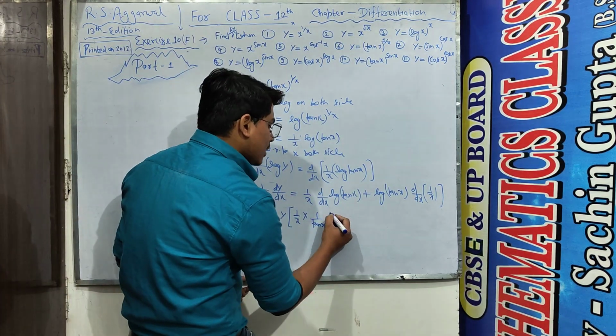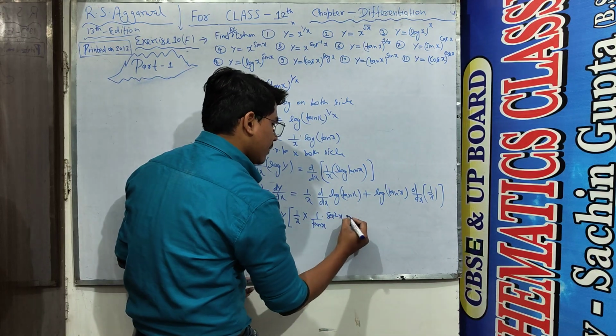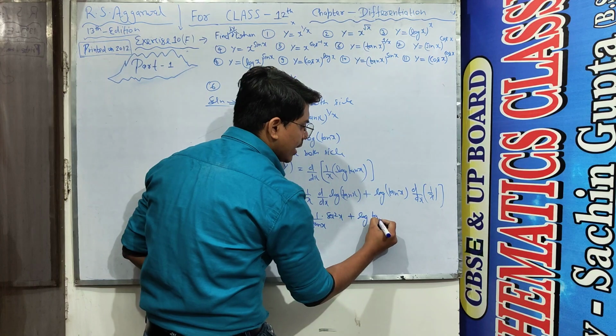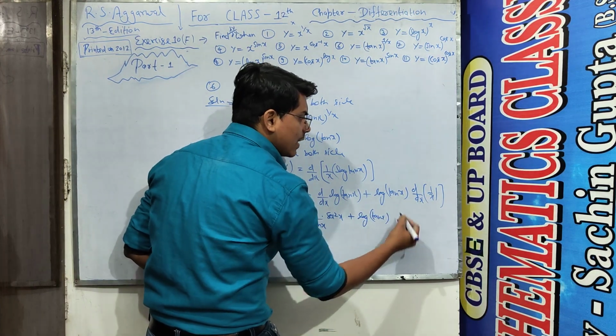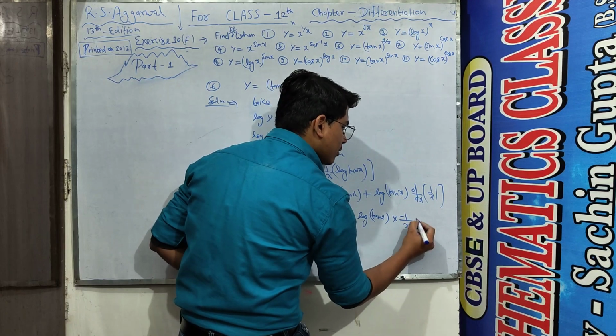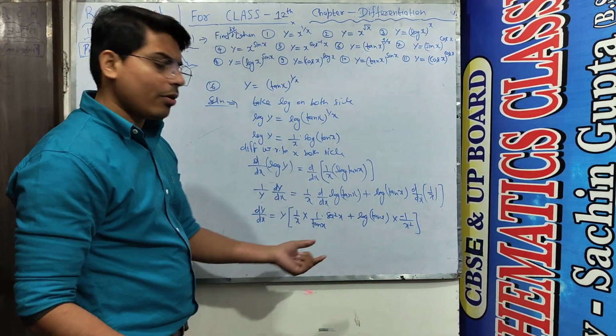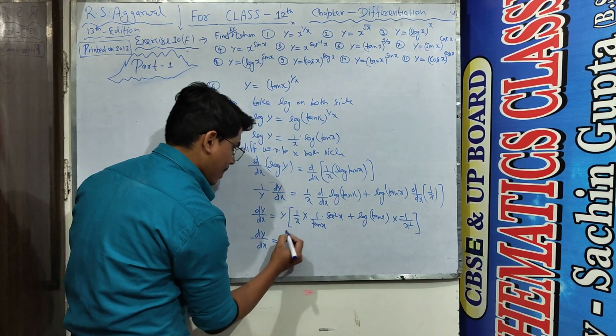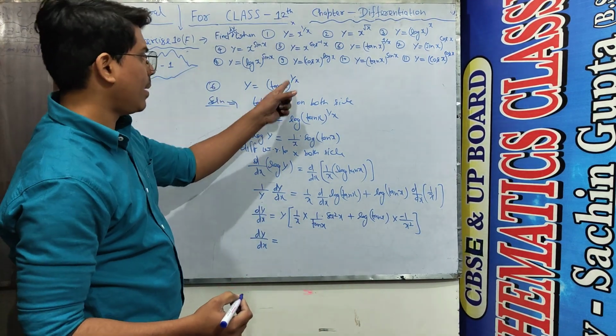Then the differential of tan x is sec square x. Now I write it as well: the differential of 1 upon x is minus 1 upon x square, as I did before. Now we write the value of y from here.